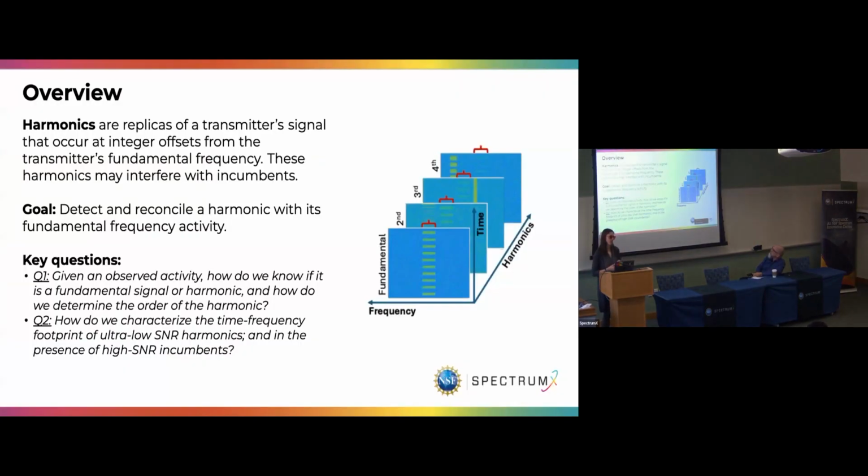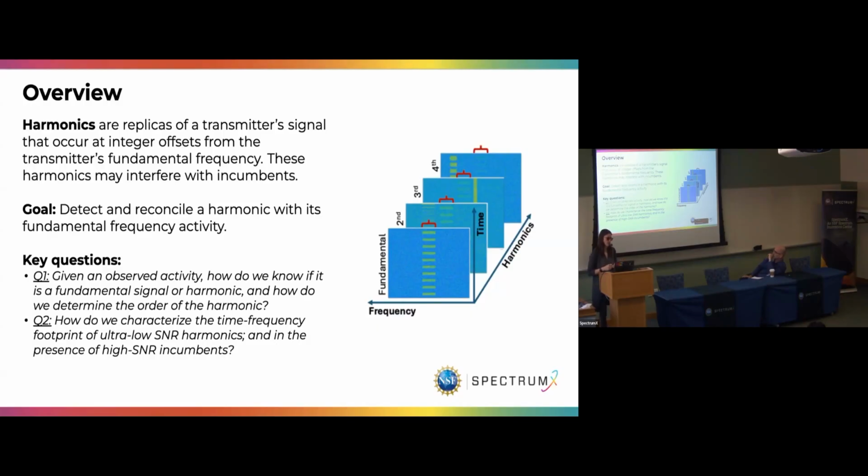Within the seed project, we're particularly focusing on harmonics. Harmonics are replicas of a transmitter's fundamental frequency activity across integer multiples of that fundamental frequency. Our goal here is to detect harmonic activity and reconcile it automatically with whoever caused it. This has wide applications in spectrum enforcement because harmonics have been shown to interfere both with passive scientific users who are very sensitive, as well as with active technologies.